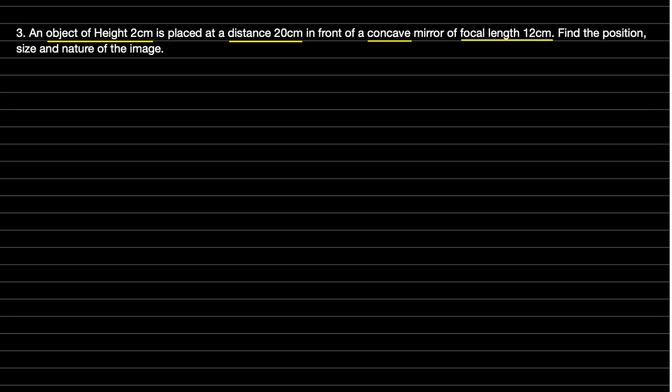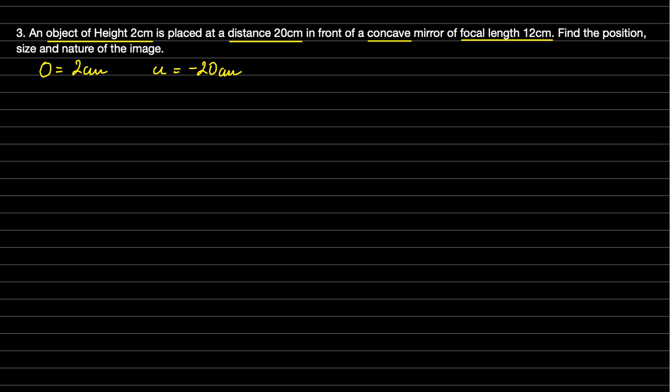Now what I would do here is, object height is denoted by capital letter O, so that is given as 2 centimeters. Object distance is denoted by U and we are supposed to take U as negative. So that happens to be 20 centimeter with a minus sign. I have explained why U is negative in the sign convention video.